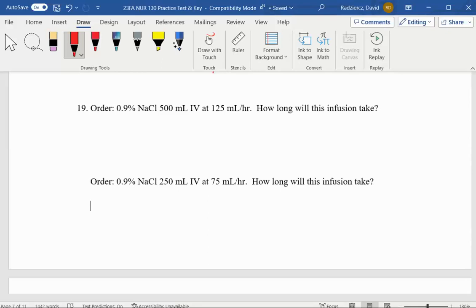All right. And then just for clarification, if you answer 94 milliliters per hour when the answer is supposed to be 93.8 milliliters per hour, it will be marked wrong. Because technically you can give somebody a tenth of a milliliter. You can give somebody a thousandth of a milliliter if you have the tool to administer it. So that's a true thing when it comes to injectables.